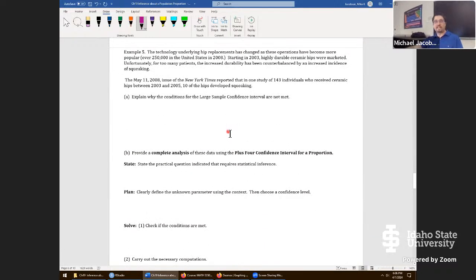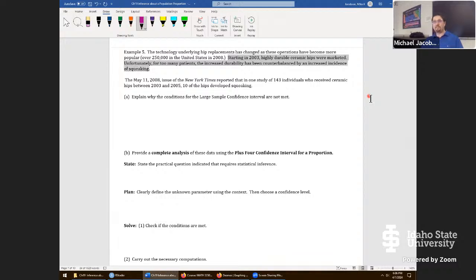This one has to do with medical technology, and it says the technology underlying hip replacements has changed as the operations have become more popular. They cite here that over 250,000 were done in 2008. Now they go on to tell us, starting in 2003, highly durable ceramic hips were marketed, but unfortunately for too many patients, even though they had higher durability, they were counterbalanced by an increased incidence of squeaking.